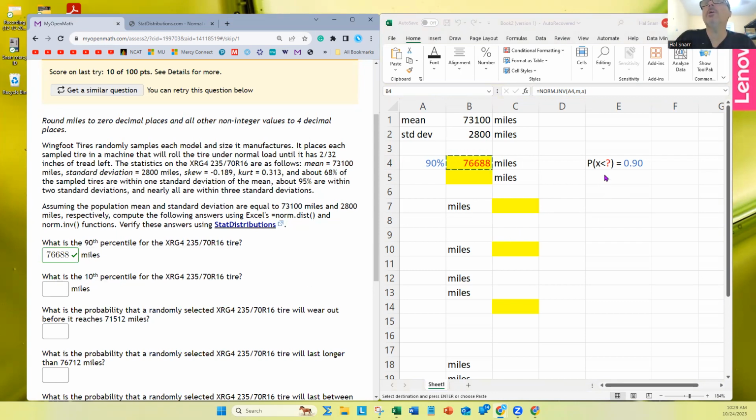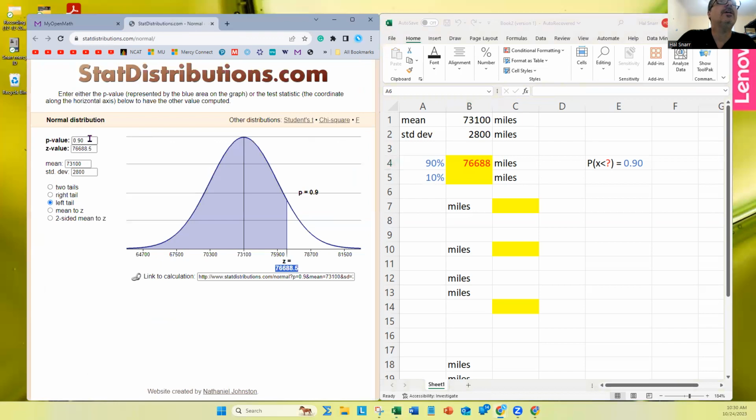Okay. So what we were looking for is the number that makes this equation true, right? We're given the probability, and we want to know the number that makes this equation true. And the answer here is in this red font, in this yellow box. Okay, the next question is the 10th percentile. In statsdistributions.com, to get the 10th percentile, all we've got to do is change 0.90 to 0.10. So we're inputting a probability value, the mean, and the standard deviation, right?